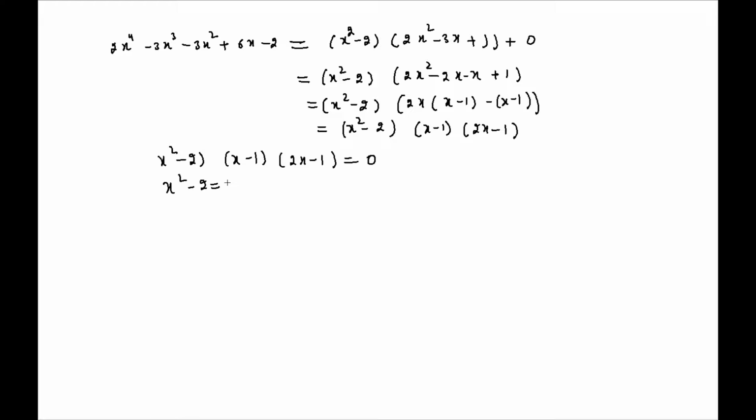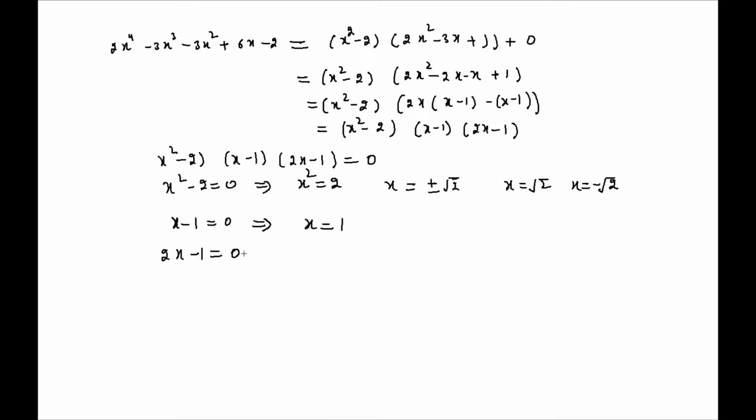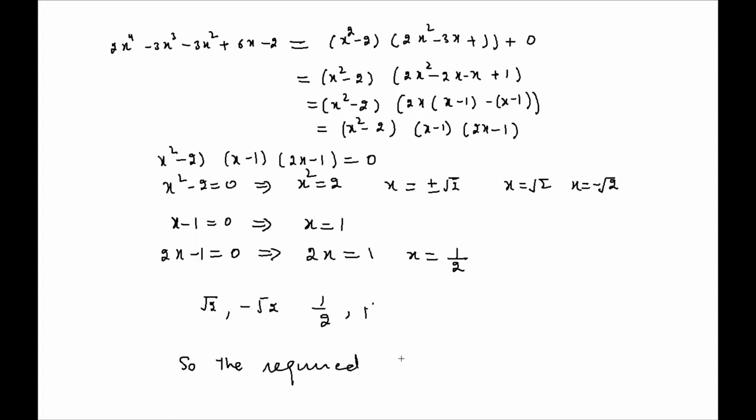When x square minus 2 is 0, this means x square is equal to 2. x has two values, plus minus under root 2. So x is equal to under root 2, x is equal to minus under root 2. Now write x minus 1 is equal to 0. You have x is equal to 1. Write 2x minus 1 is equal to 0. So 2x is equal to 1. x is equal to 1 by 2. So you have four zeros here: under root 2, minus under root 2, 1 and half. But we already have two zeros, so the required zeros are 1 and half.